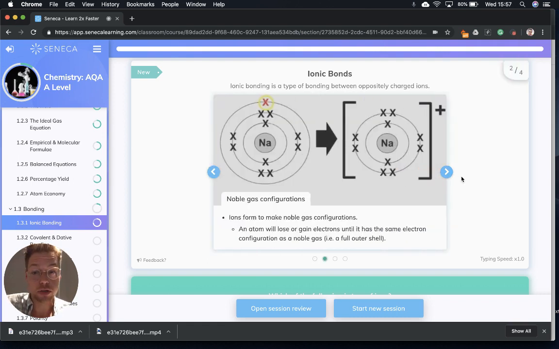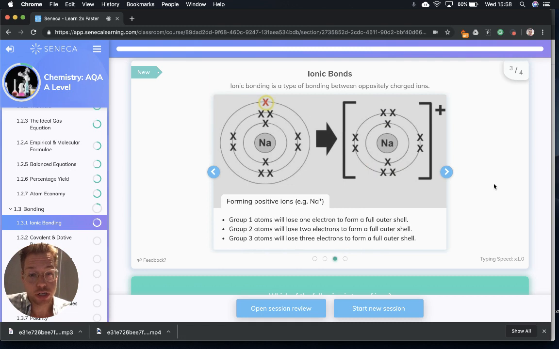Now, we need to talk about noble gas configurations. Ions form to make noble gas configurations. So an atom will lose or gain electrons until it has the same electron configuration as a noble gas. And what is special about noble gases? They have a full outer shell of electrons. So if we take an example of sodium, sodium's in group 1, so it has 1 electron in its outer shell. It's going to lose 1 electron to get a full outer shell, because the second shell has 8 electrons in, it's full. So that's what we mean by noble gas configuration.